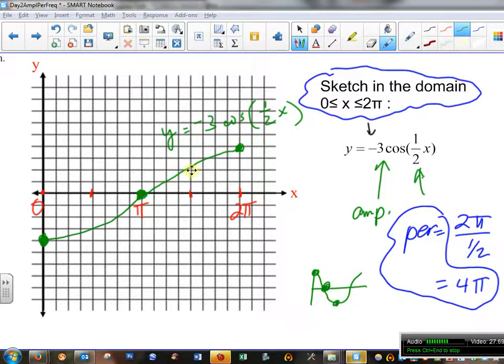We want to be sure to label the y-axis. If I put the maximum up here, that number is a 3. If my minimum's down here, that number is a -3. That should match your amplitude.